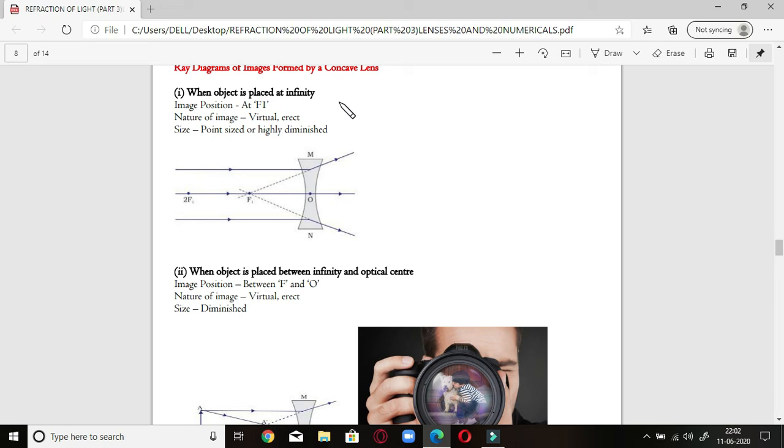Let us use these rays for the concave lens. The first position we will take is when the object is placed at infinity. When the object is placed at infinity, like the sun, the rays coming from the sun are parallel to the principal axis. After striking the lens, they will be diverged out. All the rays will be diverged out, and when you produce them back you will find that they meet at f1. So meet these rays back at f1 with the dotted lines, so that the focus is at f1, which is negative.